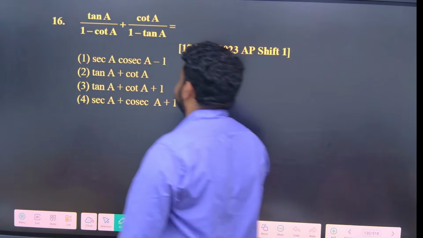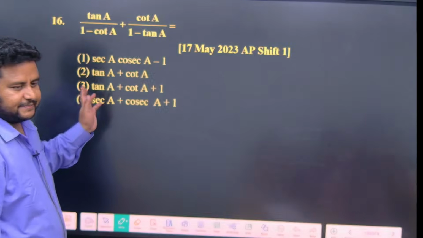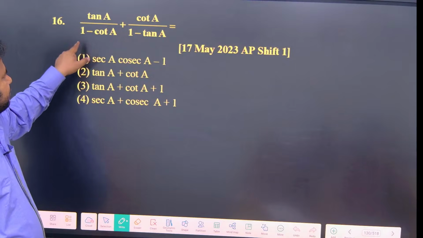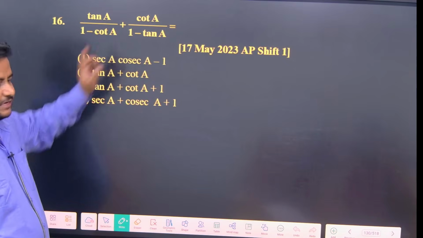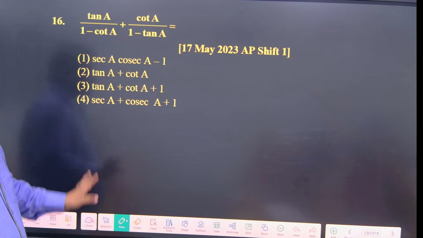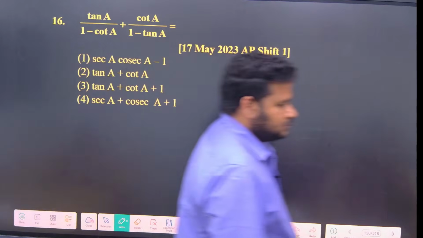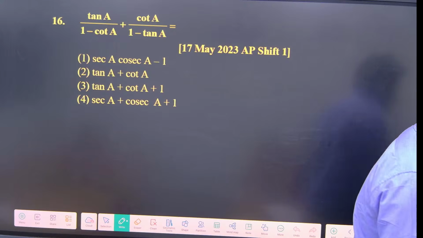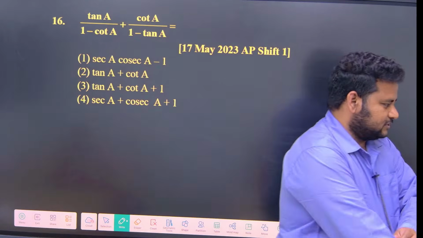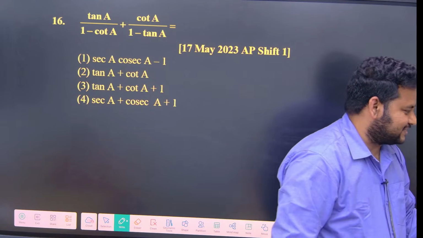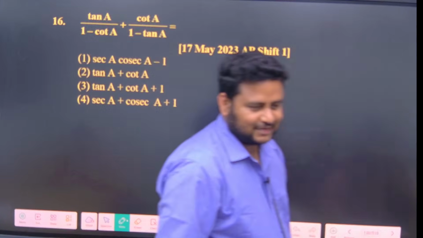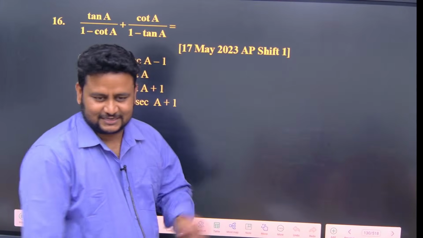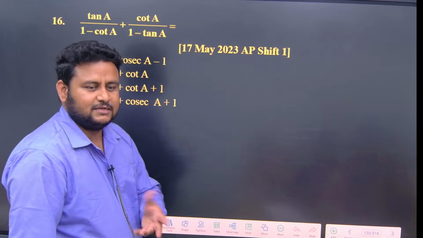Look at this question. So 2023 AP, they have asked. Tan A by 1 minus cot A plus cot A by 1 minus tan A. Okay, this is what is given. What is the sin theta? Please go to 10th standard, you will understand. I can't teach that when I am teaching for this level. Anyways, I have told it is opposite by hypotenuse.